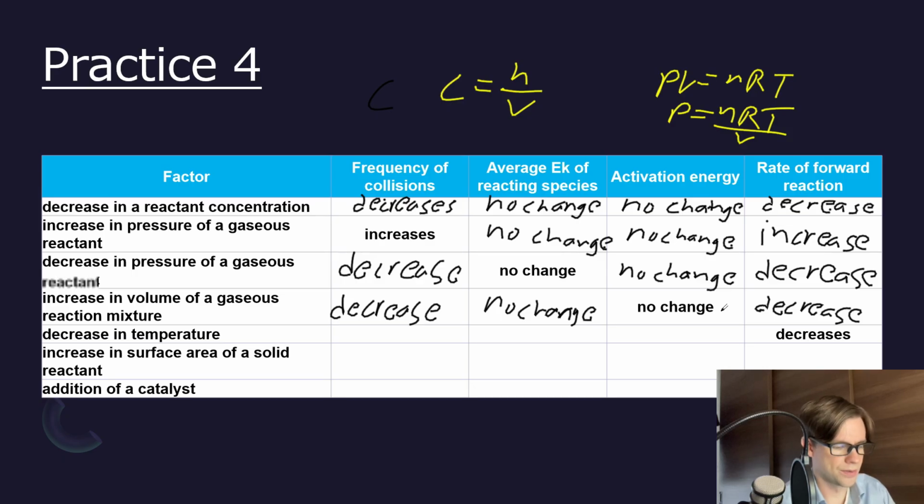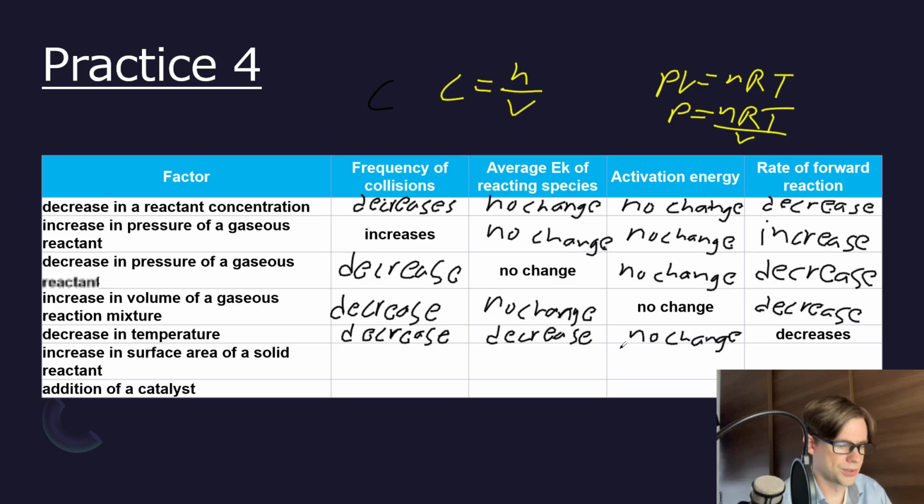Decrease in temperature. Okay, finally we get into temperature. Decrease temperature, we decrease the frequency of collisions. Less chance that they will hit each other, or particles. Average EK of reacting species, we also decrease this. Activation energy, this still does not have any effect on the set activation energy of some reaction, some transition state. But the rate of forward reaction definitely decreases. We have two factors that decrease it here.